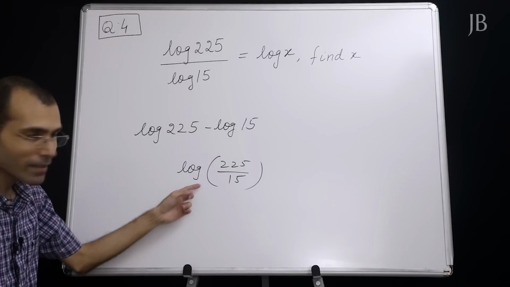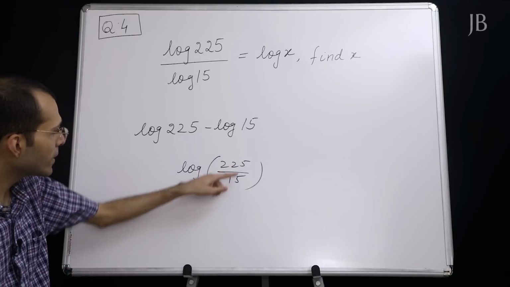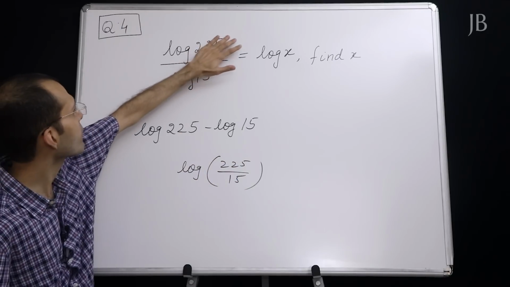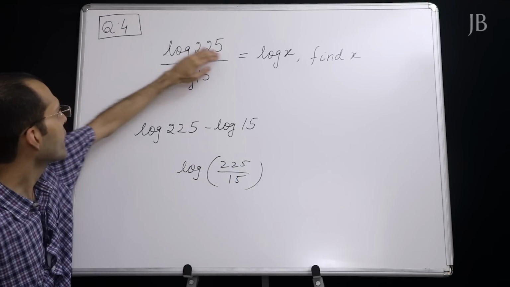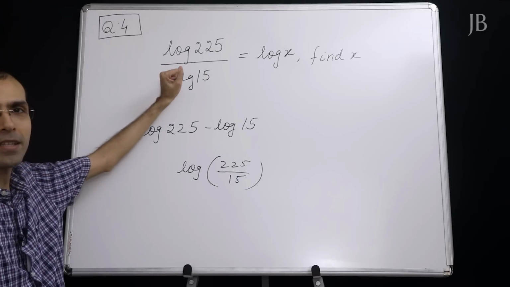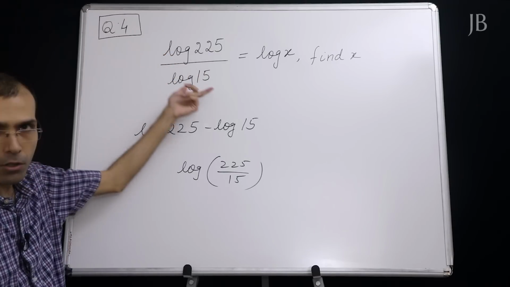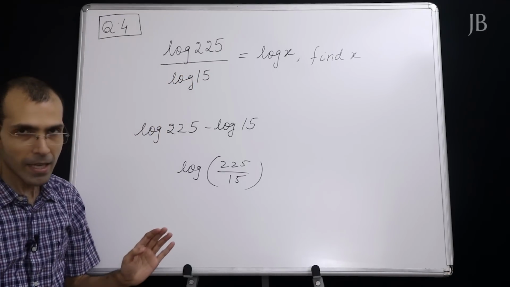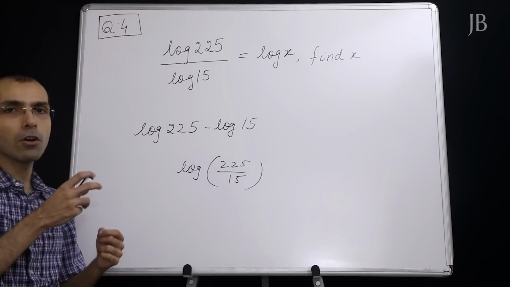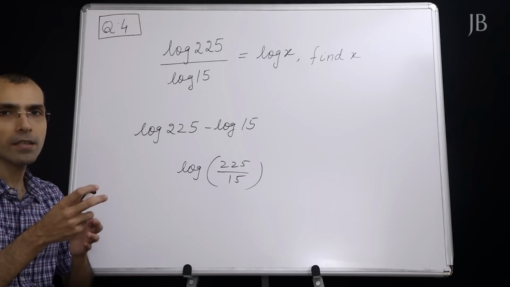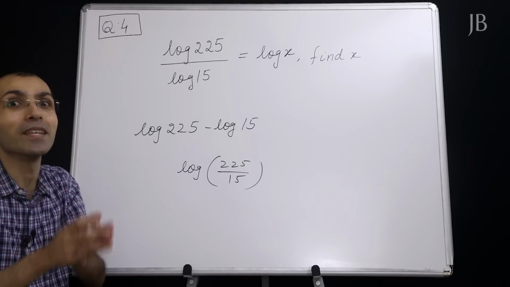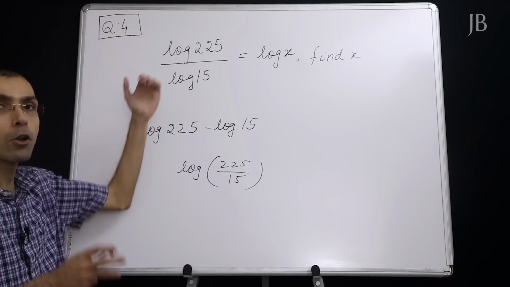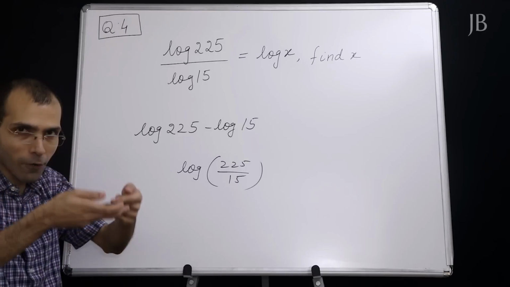If it is log of 225 upon 15, here we can cancel. This is a pure number. But this is log 225, a single entity, and this is divided by log of 15. So neither can we cancel log, nor can we cancel 225 upon 15. And nor can we apply the law log A minus log B is log of A by B, because this is log A by log B. It is not log of A by B.